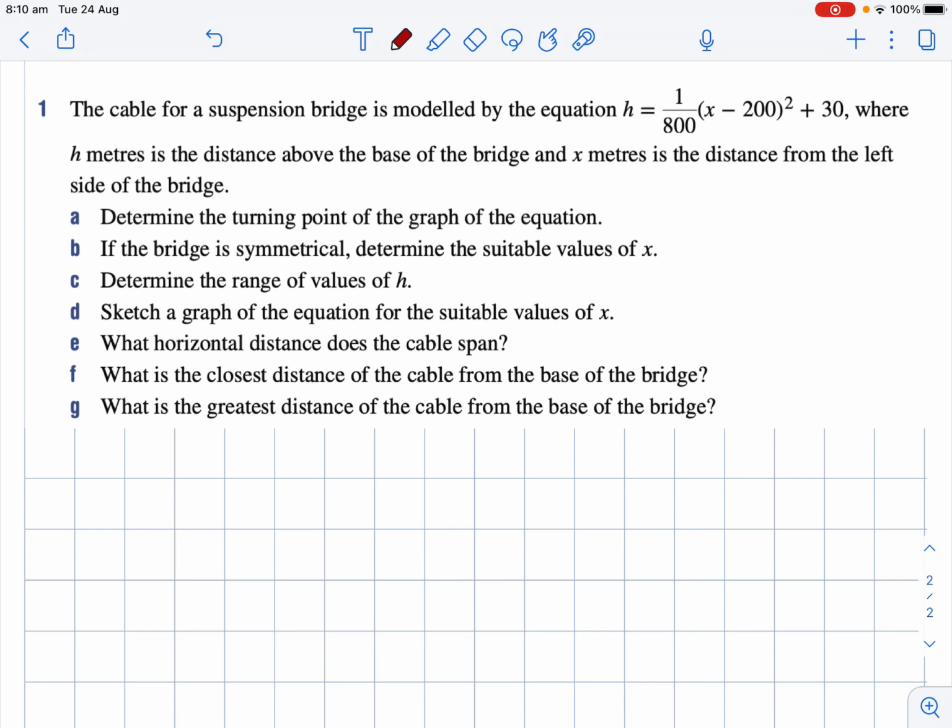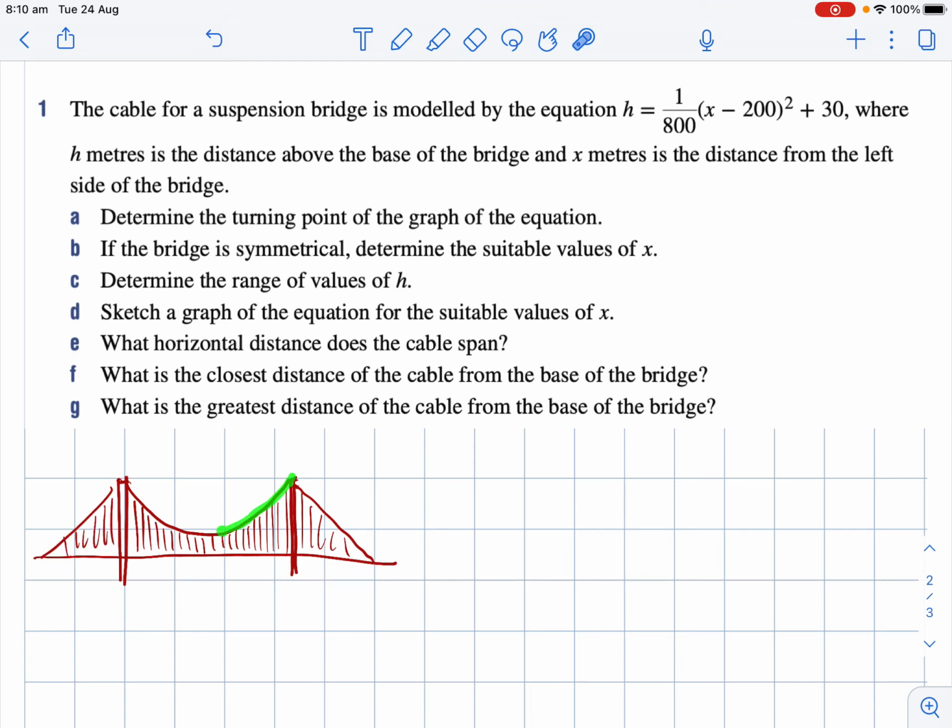All right, so what is this cable for a suspension bridge? So we need to draw a diagram to help us visualize what's going on here. Now, if you don't know what a suspension bridge is, that's one of the bridges that goes like this. Okay. So when they talk about the cable for the suspension bridge, they're probably talking about this cable in this space right here. Why? Because I know that this is a quadratic equation and this cable here looks like a quadratic.